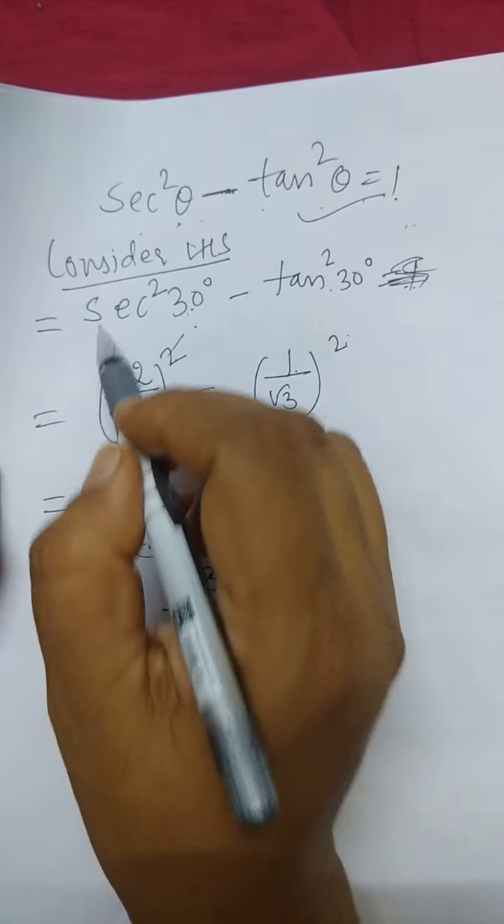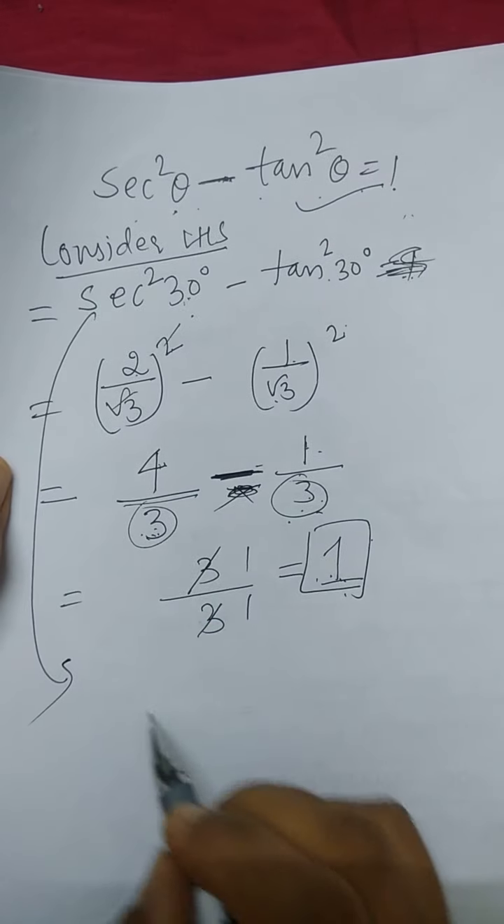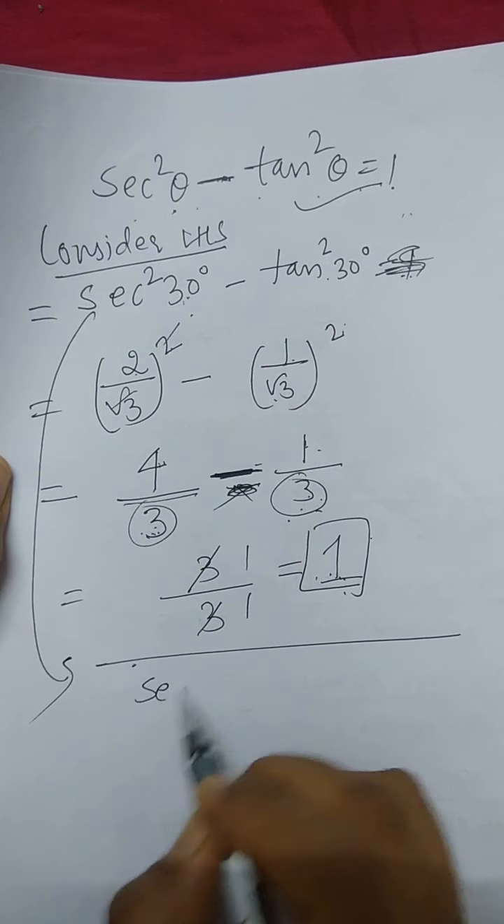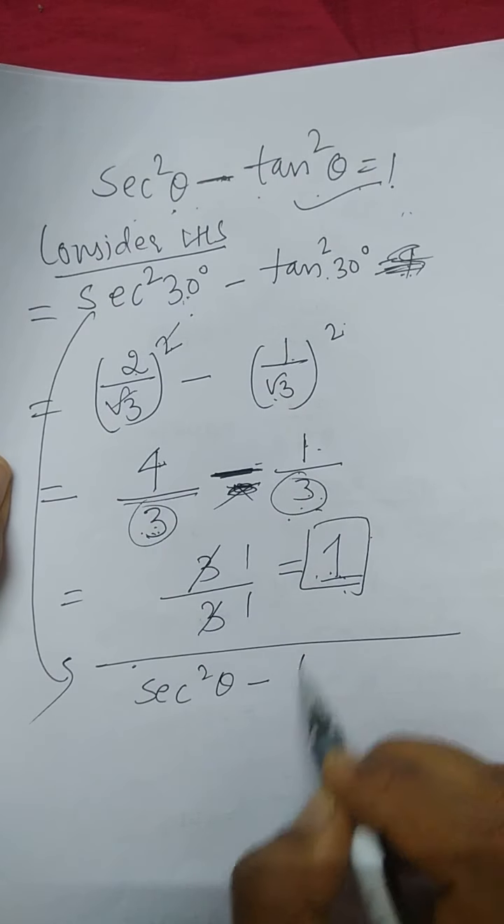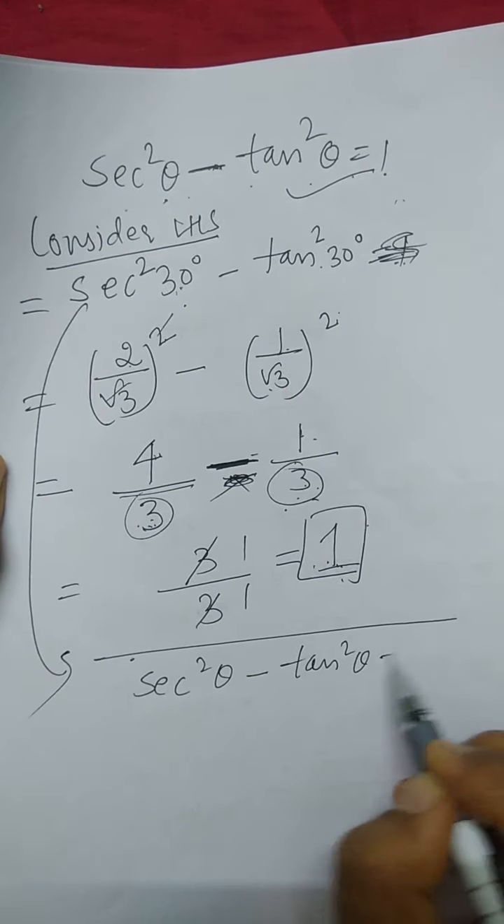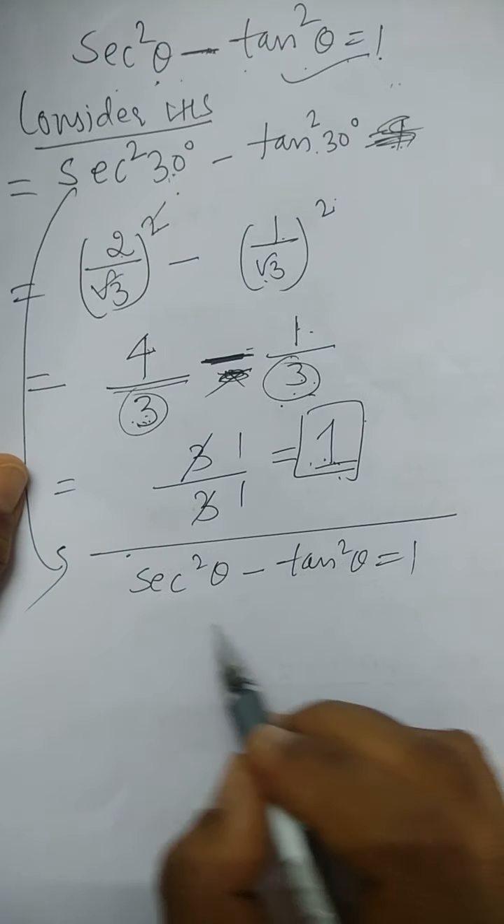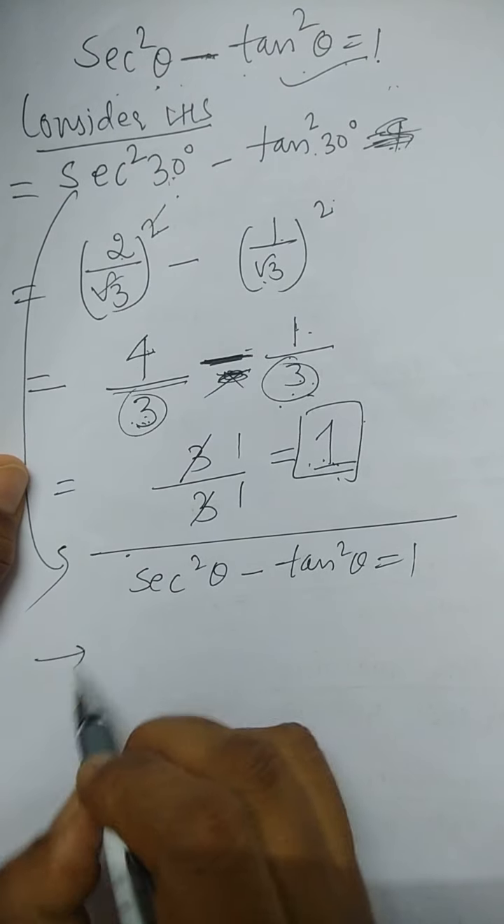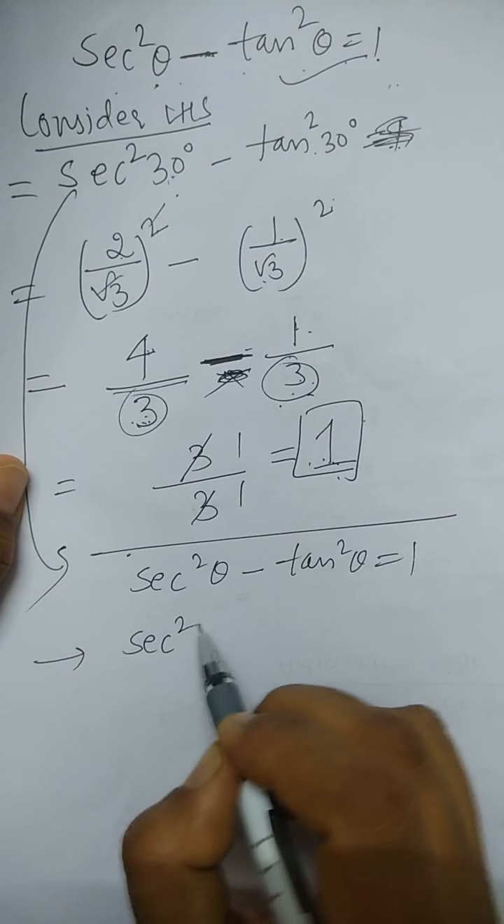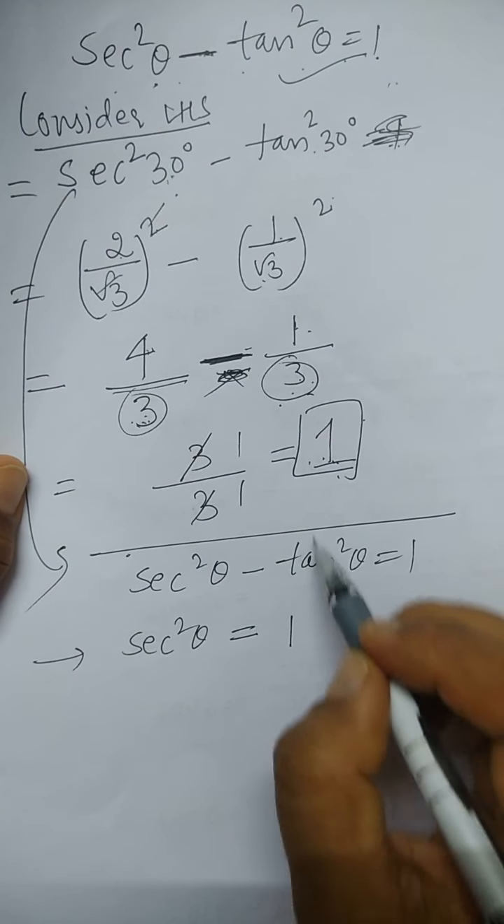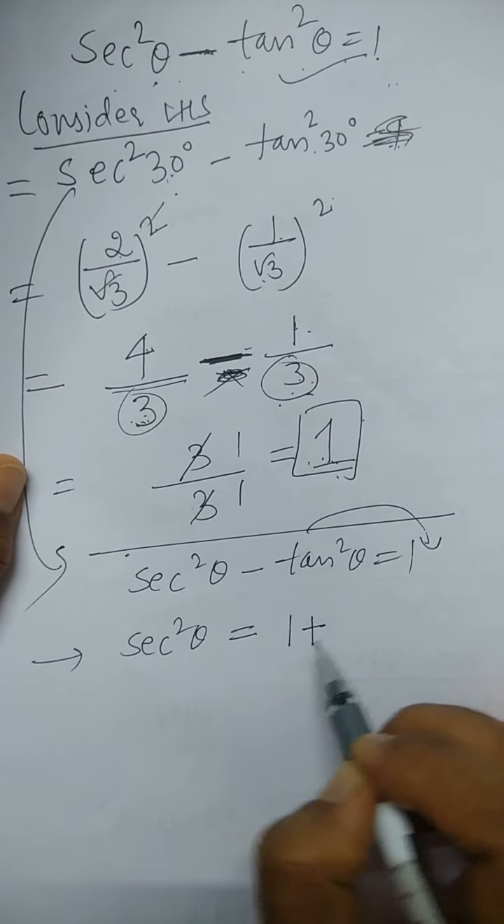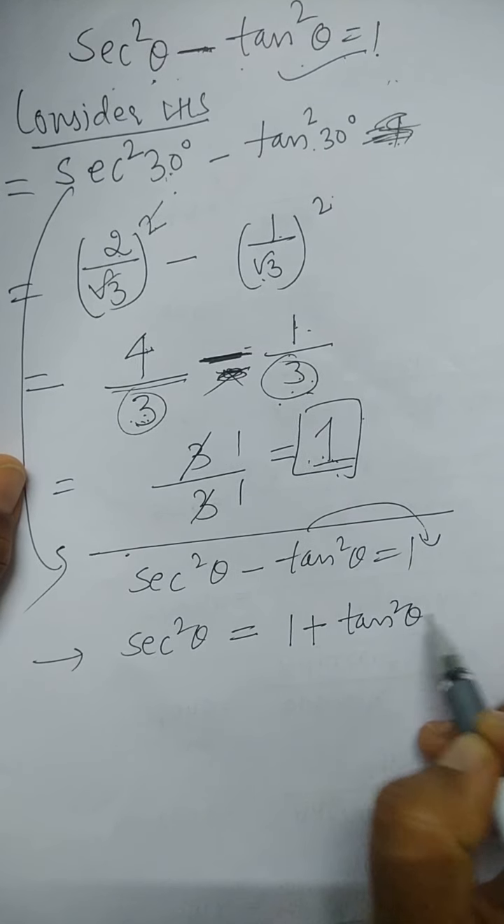Now what more can we derive? Which other formulas can we derive from this? Sec square theta minus tan square theta equals 1. Now if I want to find sec square theta, it will be equal to 1, tan square will go here, it will be plus tan square theta.